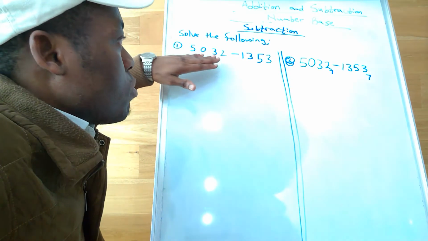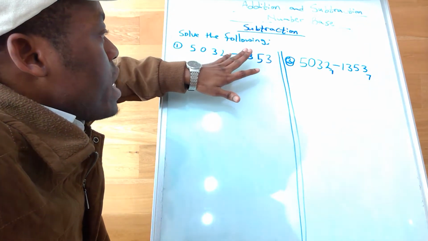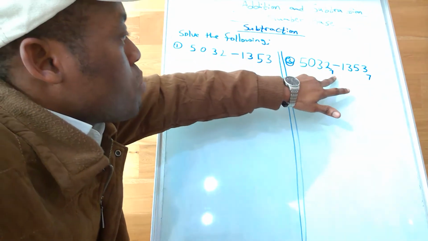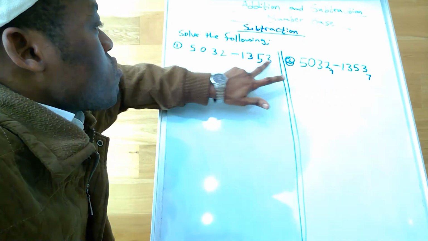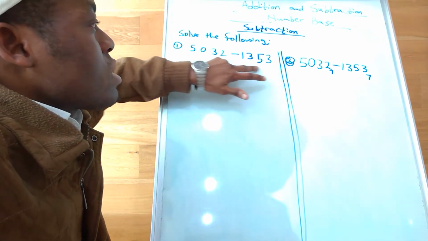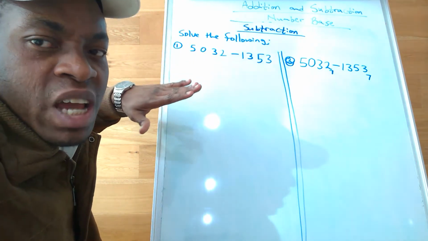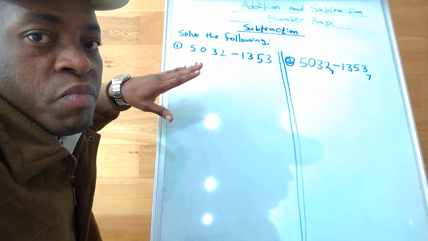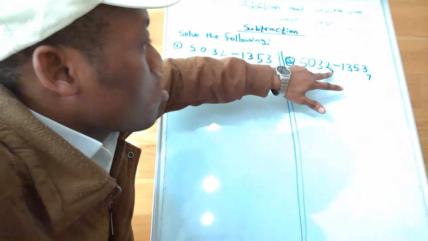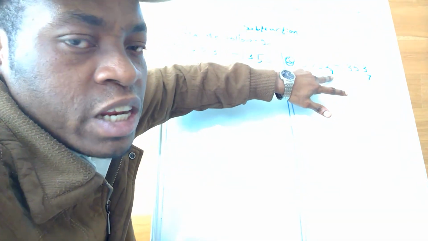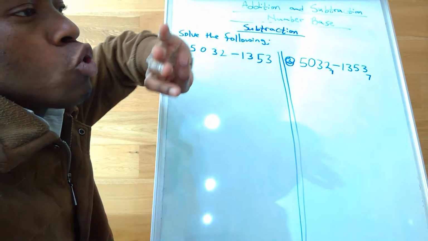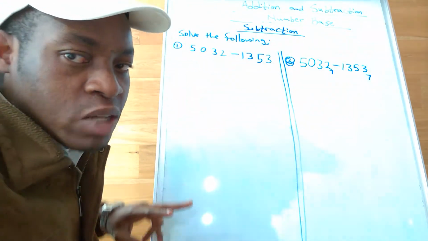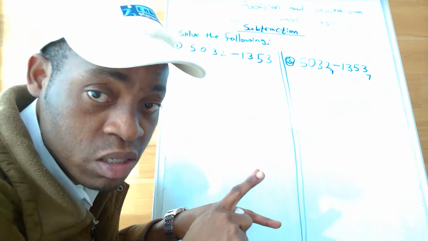Like this number now, I did not put any base under it. Here I put base 7. Here there is no base. That means it's in base 10. That is just it. Base 10, they are ordinary numbers. If I put 7 here, then that means this number is in base 7. And before you can add or subtract two or more numbers, they must have the same base.